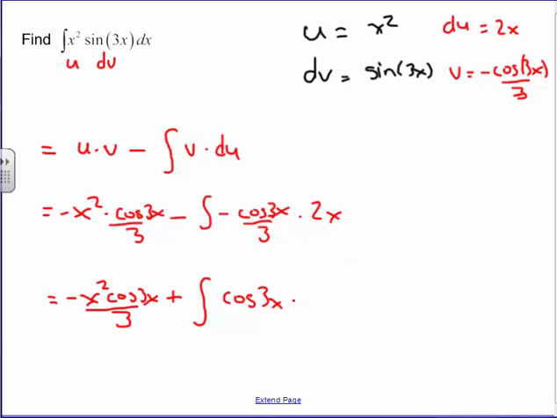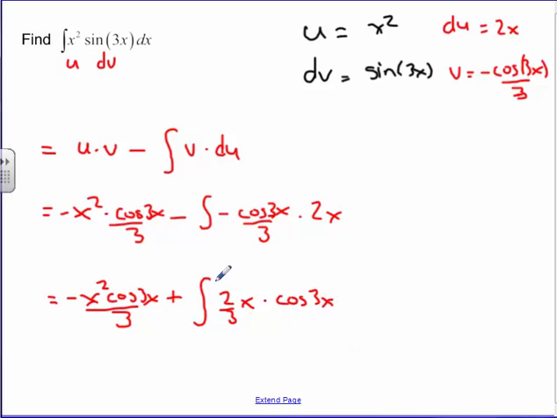And I'm going to change the order that I write things in here too, just because I don't love the order they're written in. I'm going to write it as 2/3 of x times cosine of 3x. There.